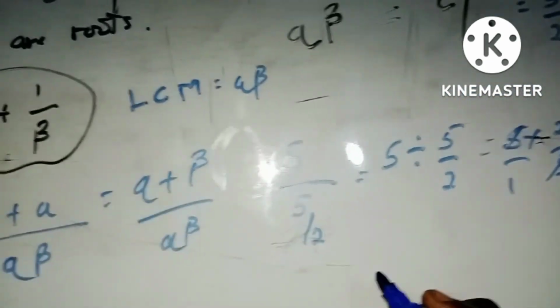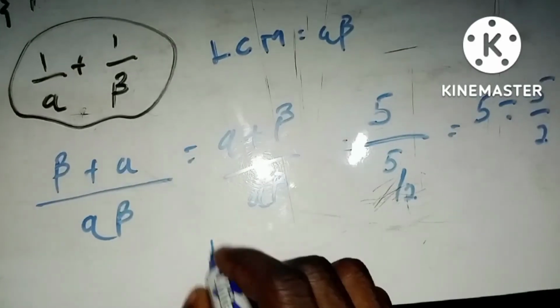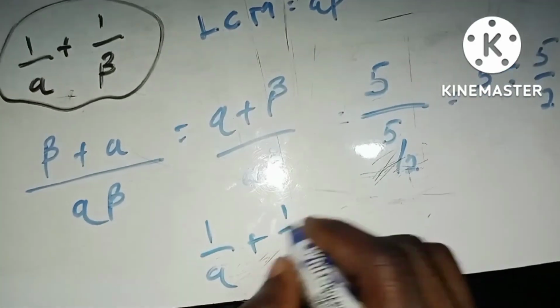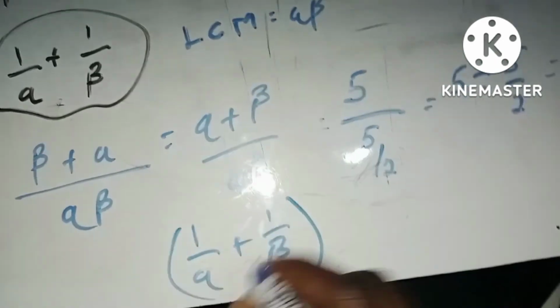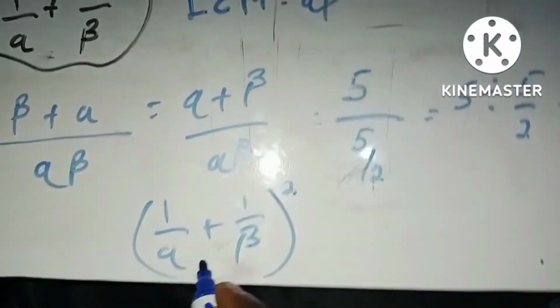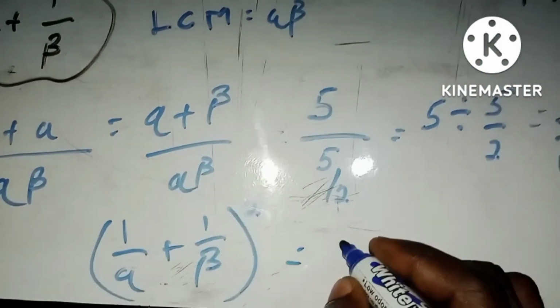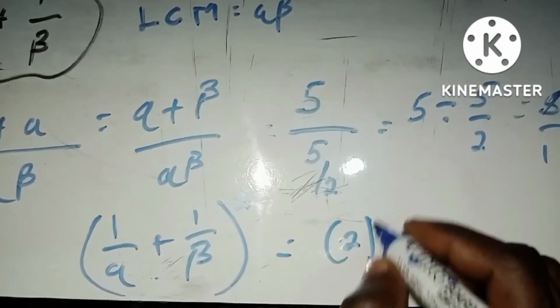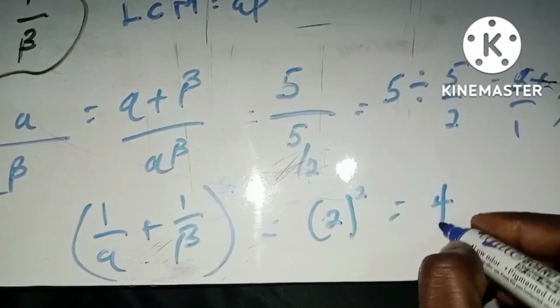What the question is asking you to find is 1 over alpha plus 1 over beta, everything squared. After solving for this, we had 2. So 2 squared here is equal to 4.